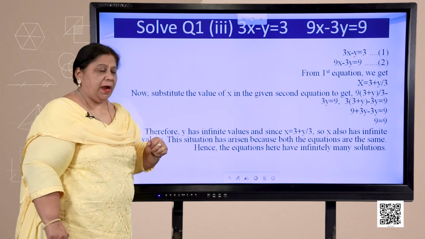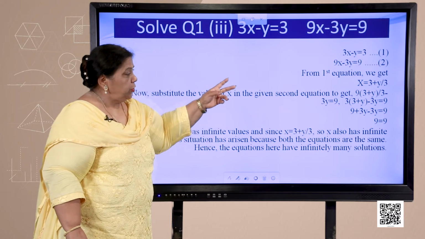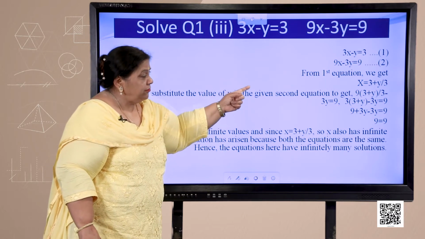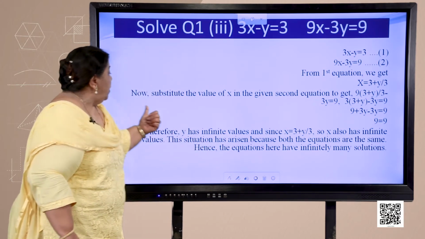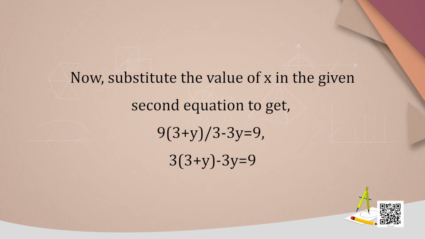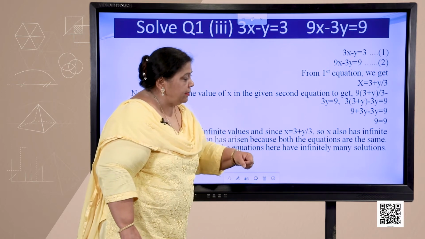Let us look into the third part. 3x minus y is equal to 3 and 9x minus 3y is equal to 9. We have here two equations, very interesting. See, from the first equation I get the value of x as (3 plus y) upon 3. Now on substituting the value of x in the given second equation, we get 9 into (3 plus y) upon 3. On solving, I get 3 into (3 plus y) minus 3y is equal to 9. That gives me 9 minus 3y plus 3y is equal to 9.